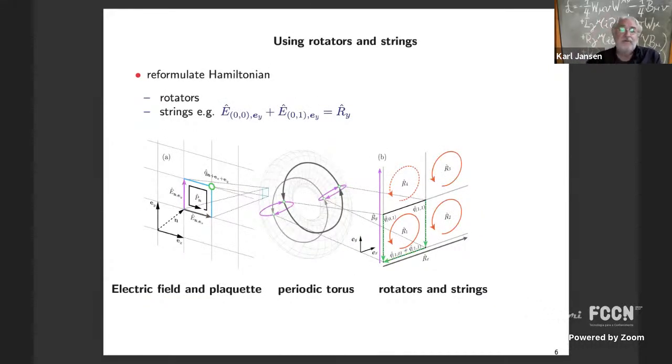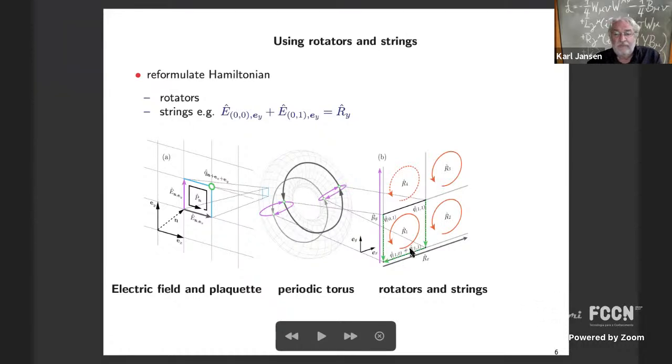And therefore, what we also suggested is that we go to a different formulation, namely to the formulation of rotators and strings. And this is indicated here. So what we have is rotators, which are essentially the plaquette. And due to gauge invariance, we only have to look at 3 of these rotators. The 4th one I can eliminate. And I can have strings. So this is, for example, the string in the x direction. It's just the combination of these 2 electric field operators. Okay.